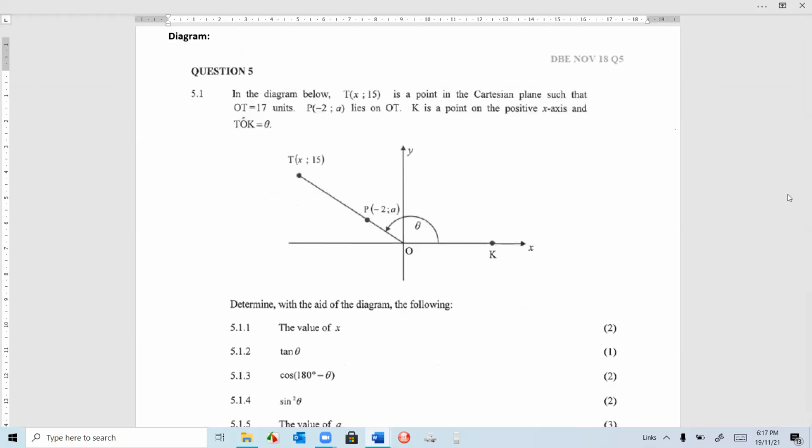Okay, we look at the first one being a diagram question. It appeared in November 2018.